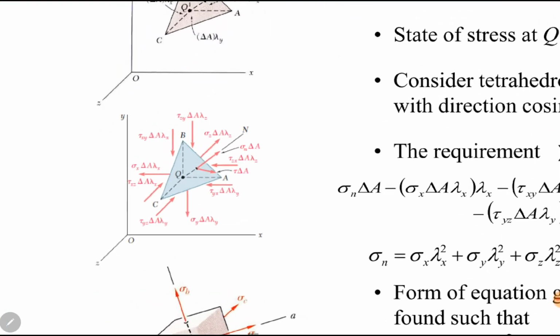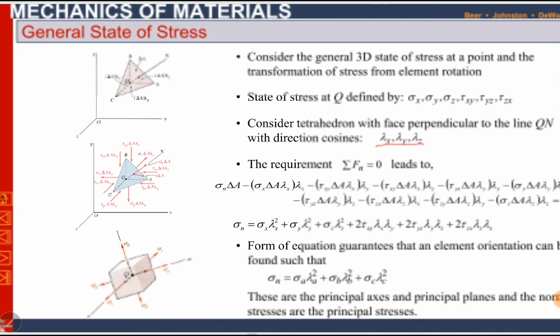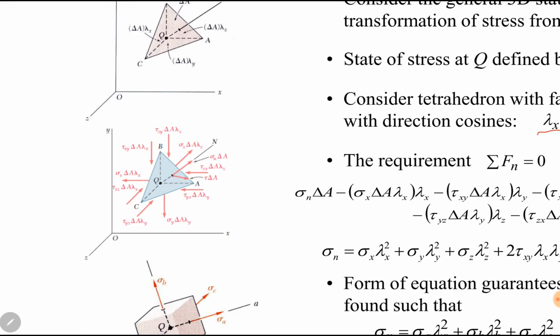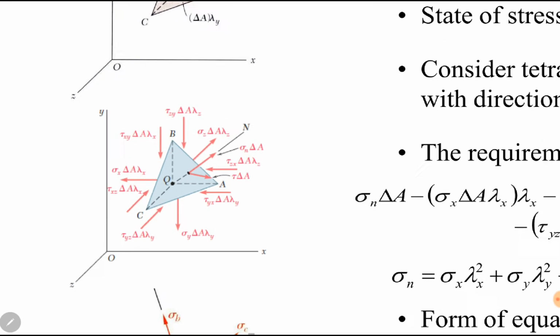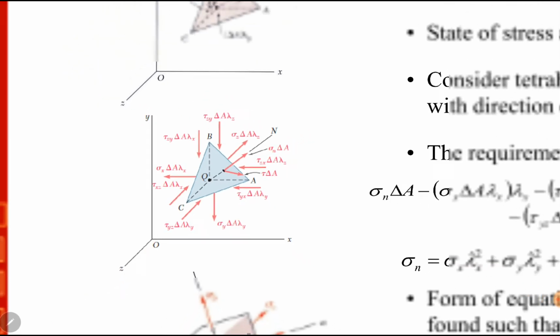So here is a tetrahedral part of the cube. If you slice a cube into a tetrahedron, you have sigma x, sigma y and sigma z, similarly tau xy, tau yz and tau zx, and then, similar to the wedge problem, you can draw rectangular components of each force. It is very difficult to do it here on the screen. It will not be visible. The forces cannot be drawn here so easily, so you can do it by yourself.